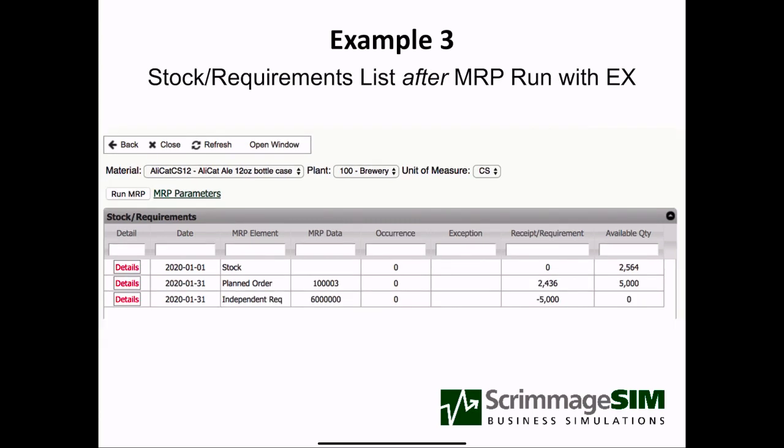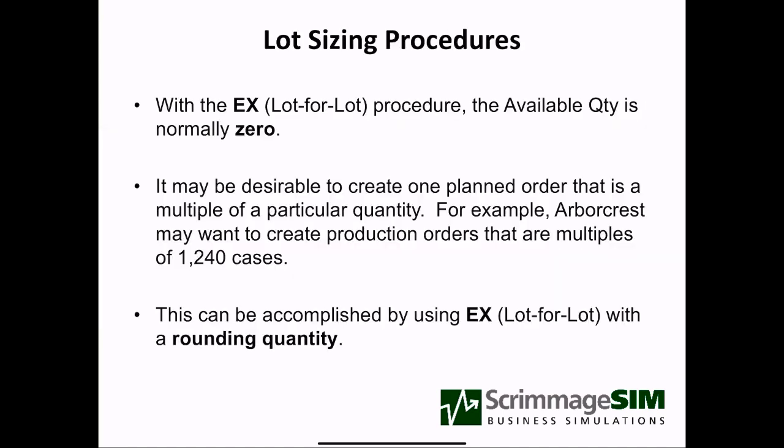After running MRP with EX, those 2 planned orders are replaced with a single planned order for exactly what is needed, brings inventory exactly to 5,000, which is what's needed, leaving a balance of 0. With EX, the available quantity should normally be 0. With EX, we're making exactly what we need when it's needed.